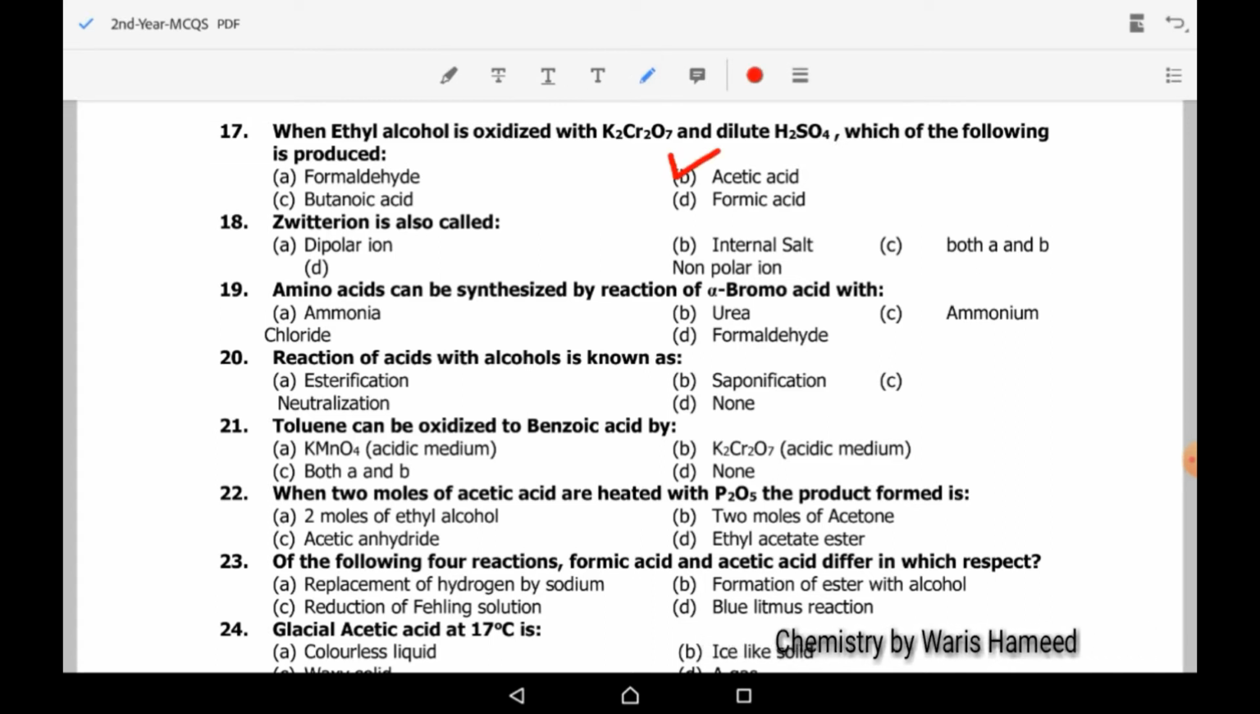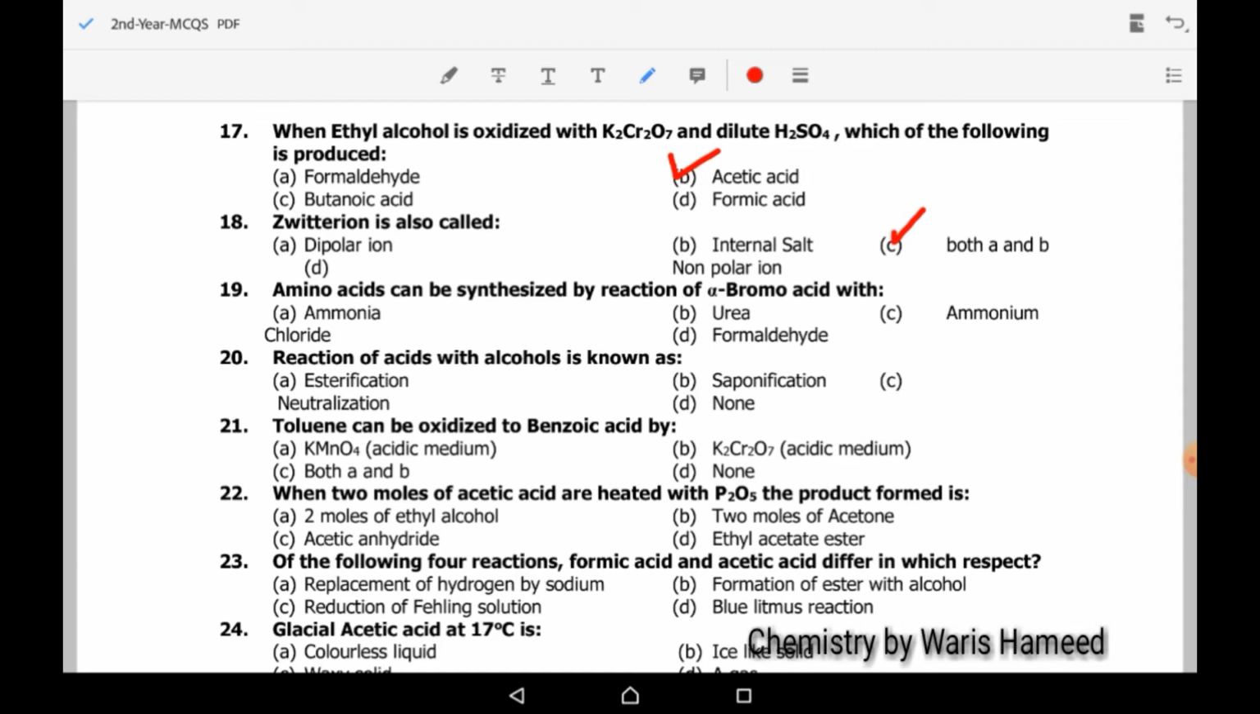Next, zwitterion is also called. A zwitterion is actually an ion which is dipolar, and it is also known as an internal salt and has a dual nature. It is acidic as well as basic. So the correct option is C, because it is also known as a dipolar ion and internal salt.